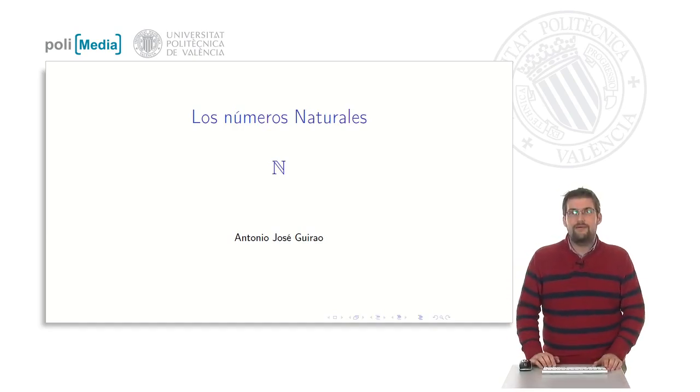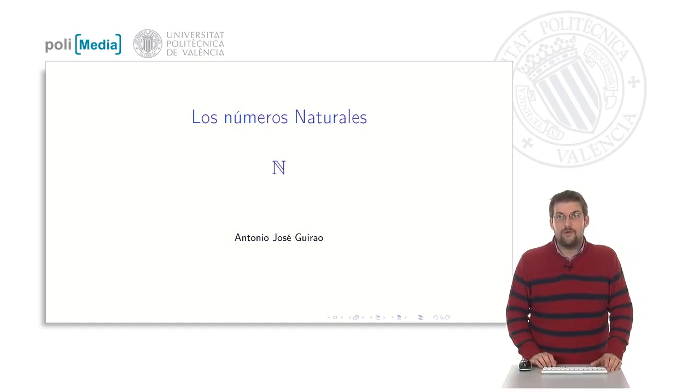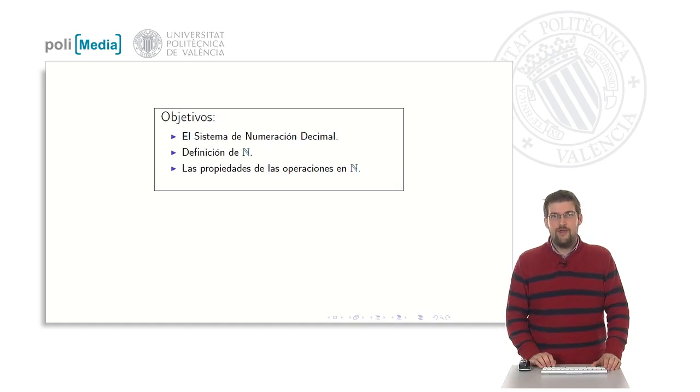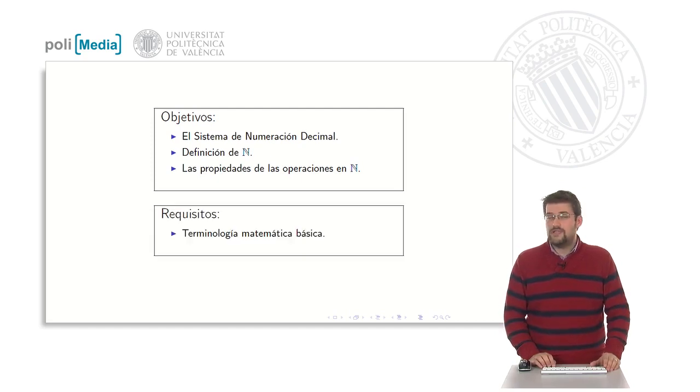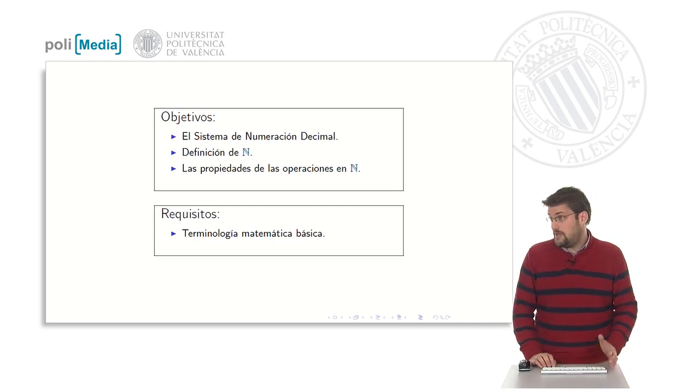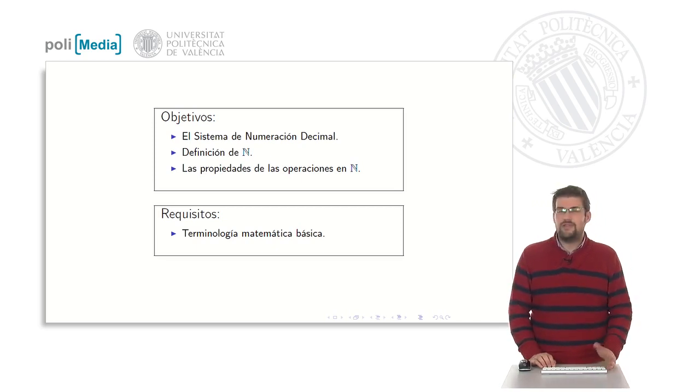In this unit, we will study the natural numbers, denoted as set N. The principal objectives are to review the decimal number system, define the set of natural numbers, and examine their operations, along with their fundamental properties. The basic requirement that we ask for is the knowledge of the basic mathematical terminology, typically acquired during secondary education.